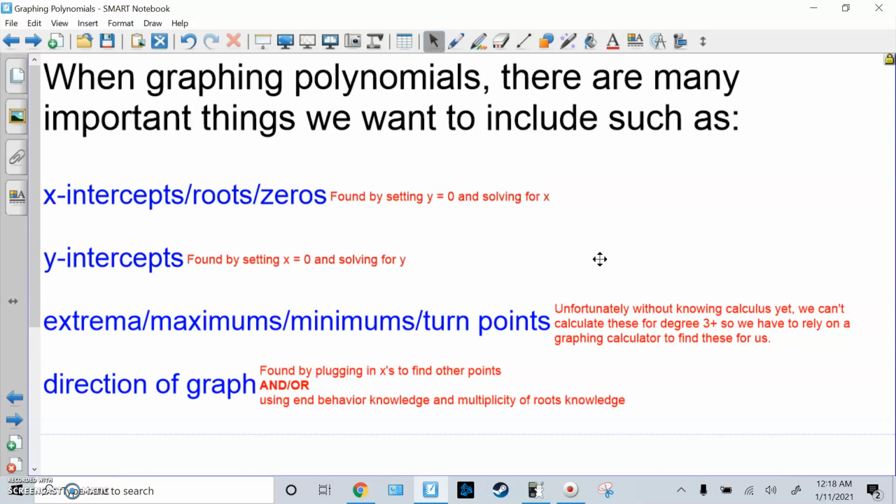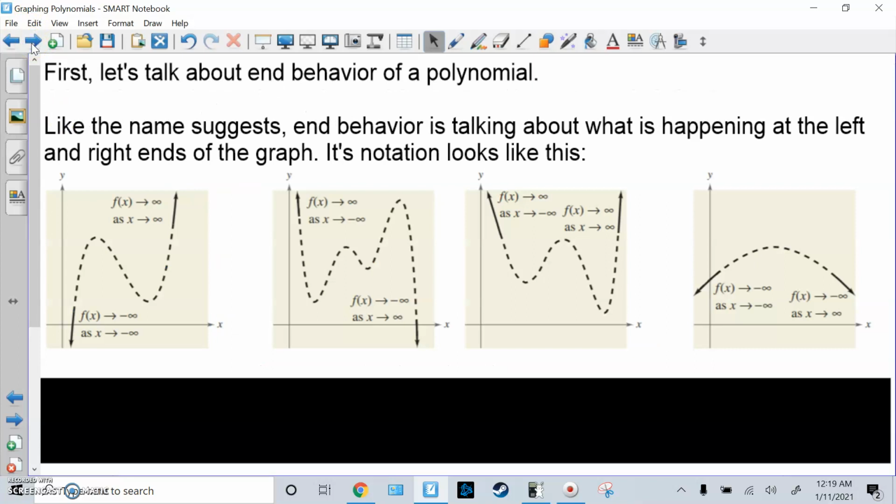But if it's a quadratic, you can do vertex, axis of symmetry, plug it in, and then the direction of the graph. And you can find this by just plugging in lots of x's to find other points, or you can use end behavior knowledge and multiplicity of roots knowledge, which is what we'll focus on. So first, let's talk about end behavior of a polynomial.